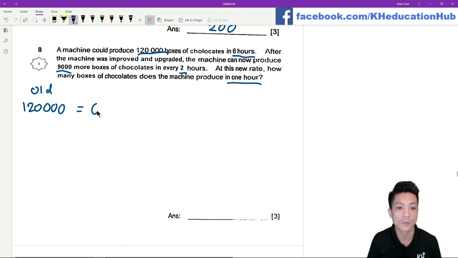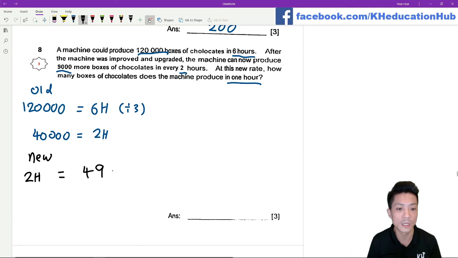120,000 is equal to 6 hours, which means that if I want to find what is 2 hours, I need to divide it by 3. 120,000 divided by 3 gives me 40,000. Since it is improved and can produce 9,000 more boxes, for the new rate in 2 hours they can produce 49,000 boxes, which means that in 1 hour is gonna be 49,000 divided by 2. That's 24,500 boxes.